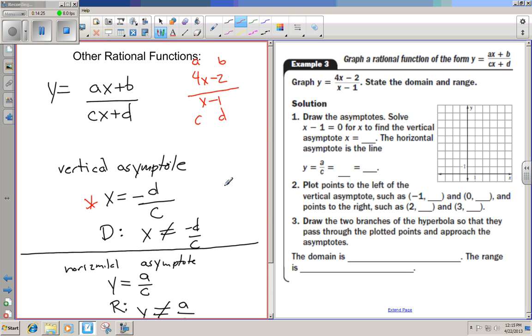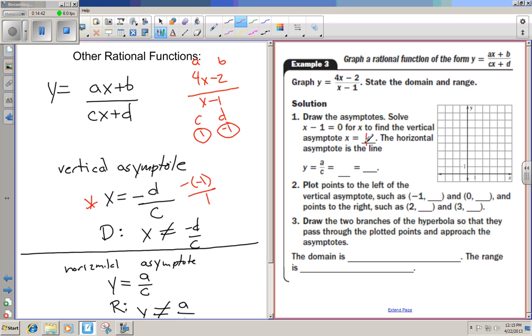So when we plug this in there, d over c, well, d is negative 1, c is positive 1. So the vertical asymptote is x equals negative 1 over 1, or x equals 1. That is the vertical asymptote for example number 3.